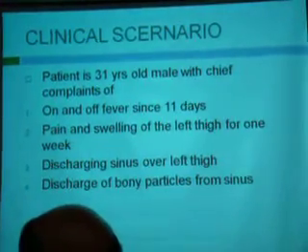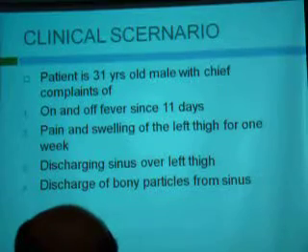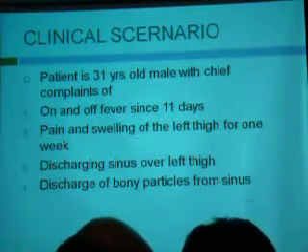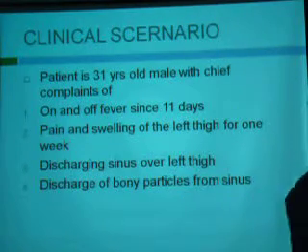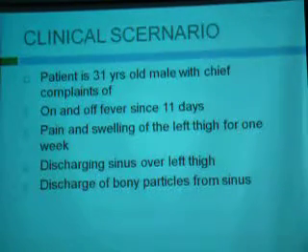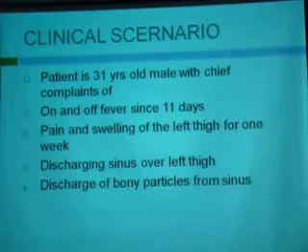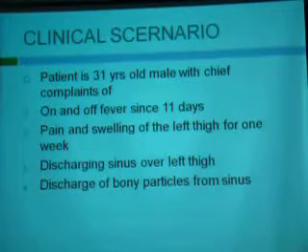So a clinical scenario: the 31-year-old patient, farmer by occupation, has had on and off fever since 11 days, pain and swelling on the left thigh for 1 week. He also has a discharging sinus for 1 week and a history of discharge of bony particles from the sinus.